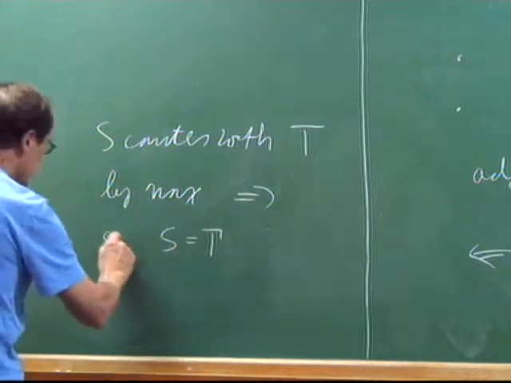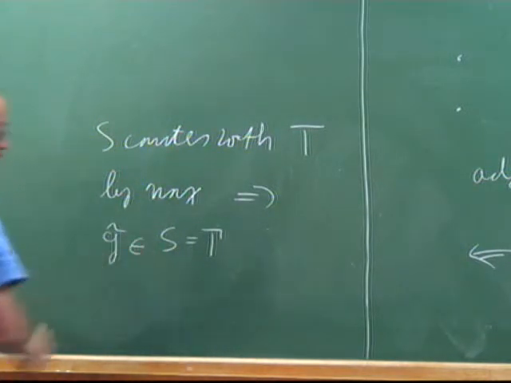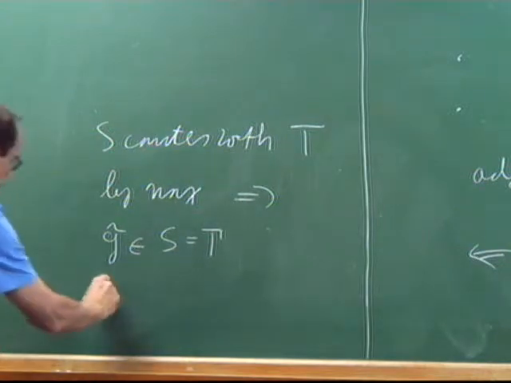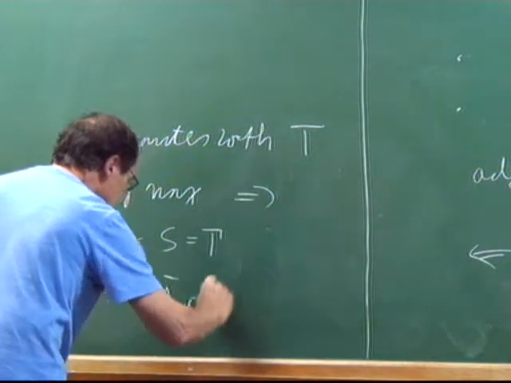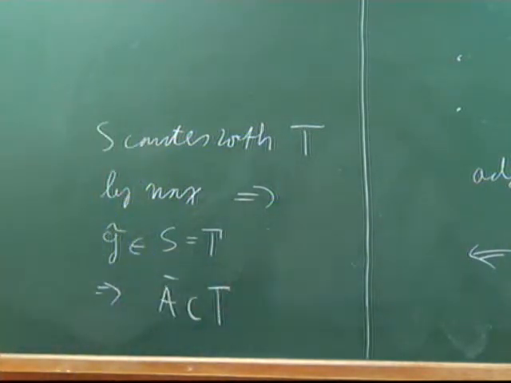And of course G tilde is also contained in S by definition. So that implies that A bar is contained in T also. So S commutes with T, G tilde commutes with it. All the powers of G tilde generate T, it's dense in T, so all of A bar lies in T. In fact, by maximality, A bar must be equal to T if you want.